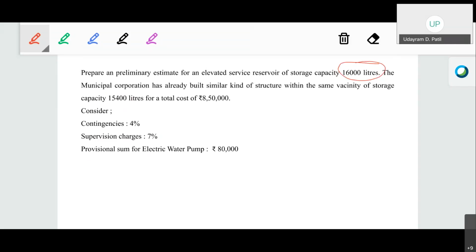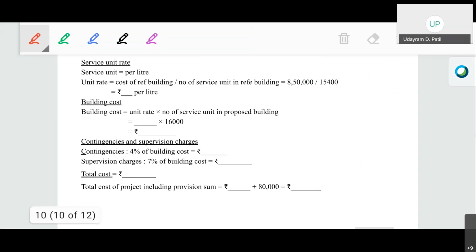For calculating that, we are going to use the service unit method because the service unit is given in liters and the cost of the particular reference building is given. So the cost of the reference building is 8,50,000, and the number of service units in the particular storage is 15,400. इथं सर्व्हिस युनिट जे असणार आहे ते आपलं लिटर मध्ये असणार आहे. For the elevated service reservoir, as we already discussed, the service unit might be in the meter cube or the liters. So here the unit is in the liter. So again, solving the particular numerical.